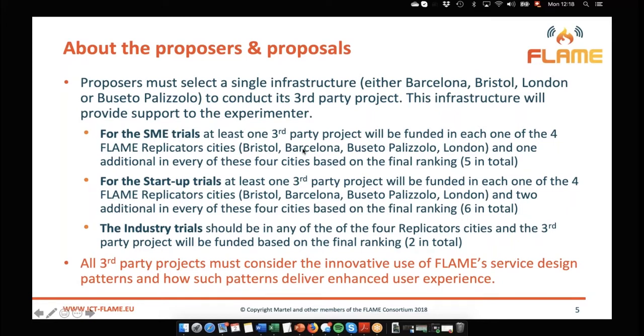As mentioned at the beginning by Michael, and stressed as well by Sebastian, what is very important and different in this third OpenCall, if you compare the process with the previous ones, the first and the second OpenCall that we had in the project, is that now we are asking you to describe how you will use these service design partners that we are offering in the Flame project, and to describe clearly in your proposal how you are going to do this.